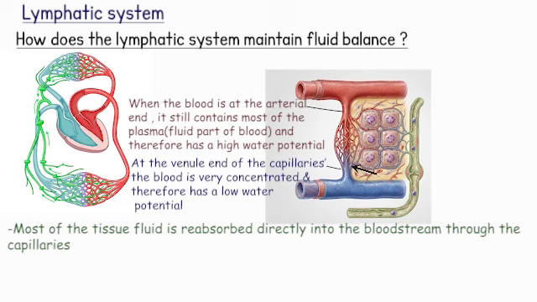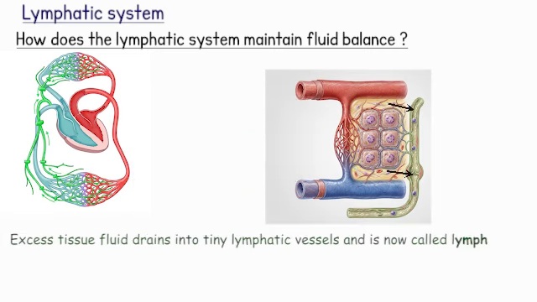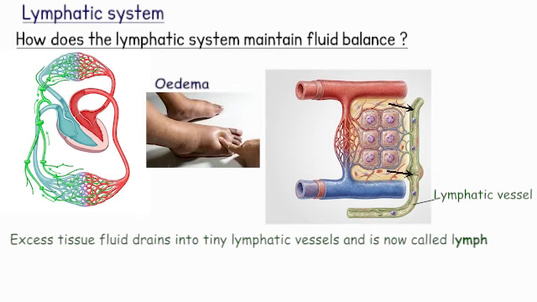Now I said most, so you realize that not all of the tissue fluid is reabsorbed directly into the bloodstream. The excess tissue fluid drains into tiny lymphatic vessels and is now referred to as lymph, which is white or milky in appearance. Now if this excess tissue fluid is not taken up by the lymphatic vessels, it accumulates in the tissues, and this makes the tissues become swollen, and this condition is known as edema. So that's an example of edema on someone's foot.